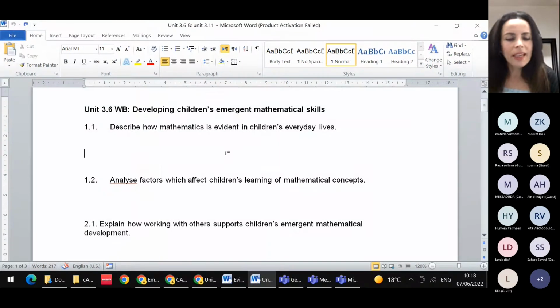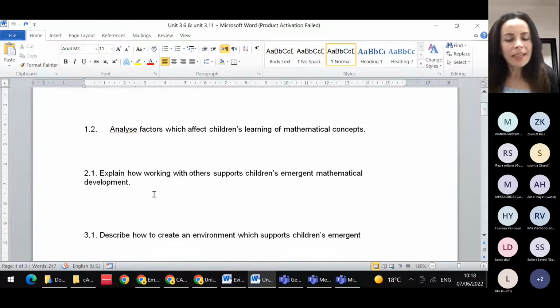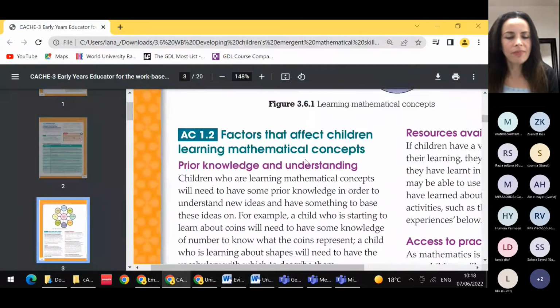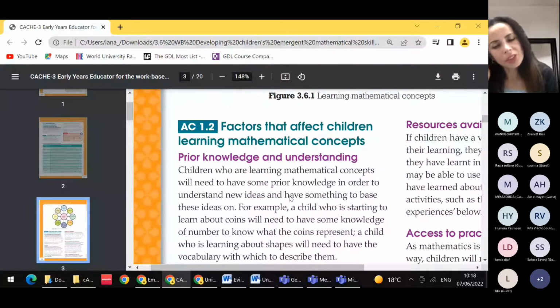Do we all understand how mathematics is evident in children's everyday life? Yes. Perfect. Now, analyze factors which affect children's learning of mathematical concepts. So what factors could affect the children's learning? So this is the factors. We have so many factors that affect the children's learning of mathematical concepts.